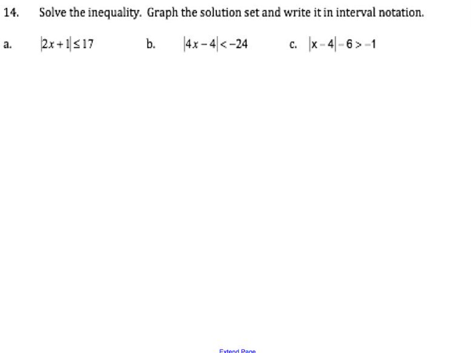Okay, we're on the exam review 14b now, and if I look at the absolute value of 4x minus 4 is less than negative 24, hopefully right away you recognize that we have an absolute value, which of course is never going to be negative, less than a negative number. So is it possible for the absolute value of 4x minus 4 to end up a number smaller than negative 24? Well, of course it isn't, because an absolute value can't be a negative number. So that tells me right away that I don't have any work to do. There is no solution to this.